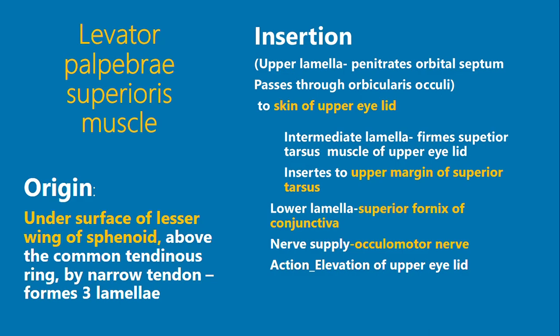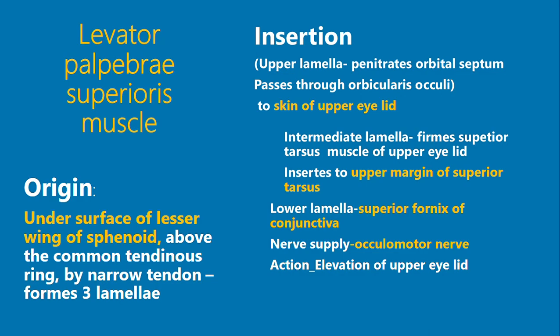Then the intermediate lamella forms the continuation as the superior tarsal muscle of the upper eyelid. I have already told you the superior tarsal muscle of the upper eyelid, the Muller's muscle, is the extension of levator palpebrae superioris, isn't it? That we have studied. So the intermediate lamella forms the Muller's muscle, which inserts to the upper margin of the superior tarsal plate, a fibrous plate which can be seen inside the upper eyelid.